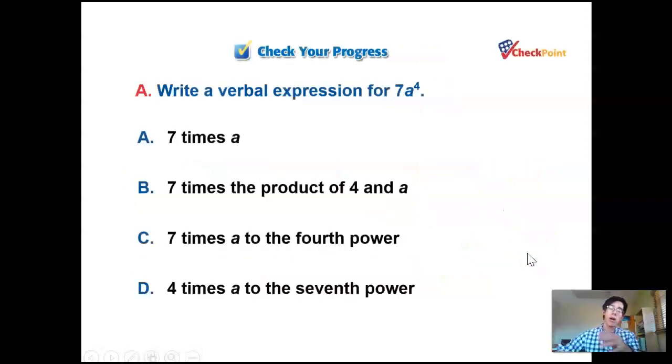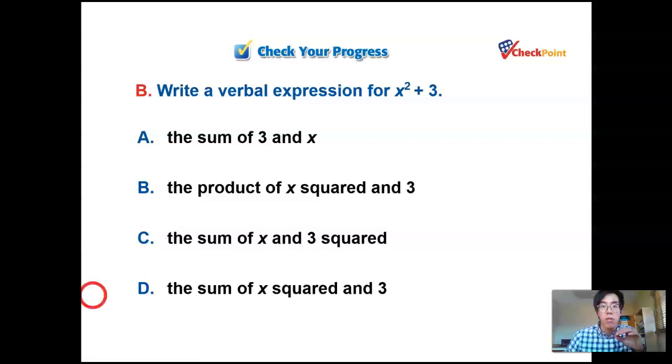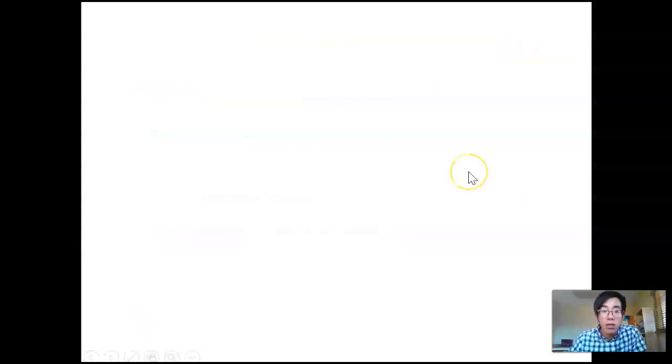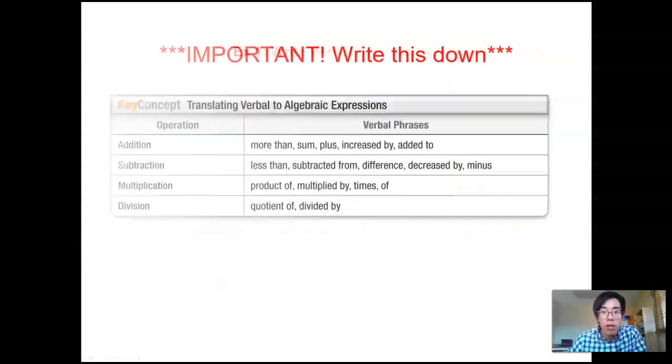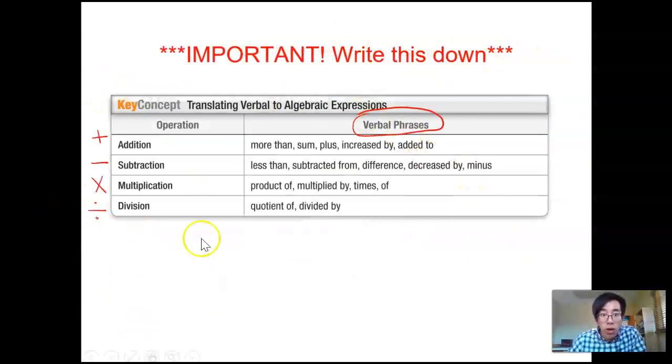So you're going to do some practice problems right now, for this one and also for this one right here. Make sure you go back to this table as a reference to describing those different algebraic expressions. Go for it.